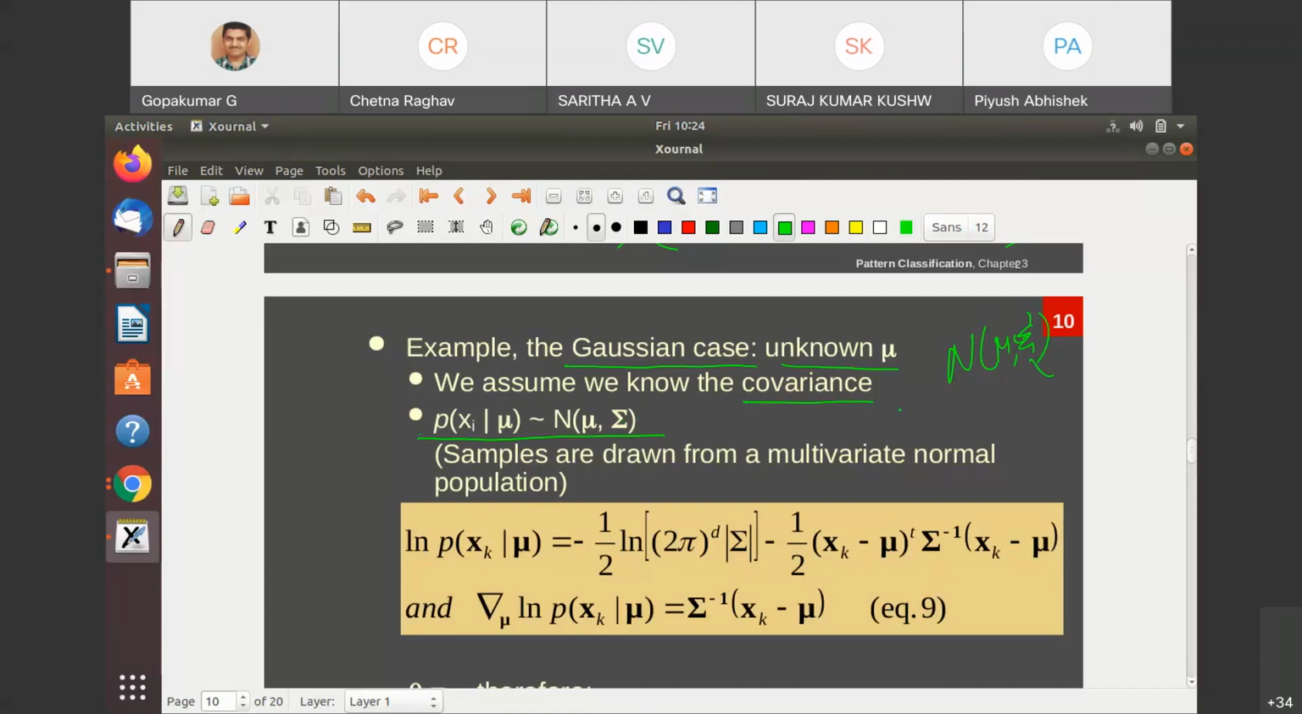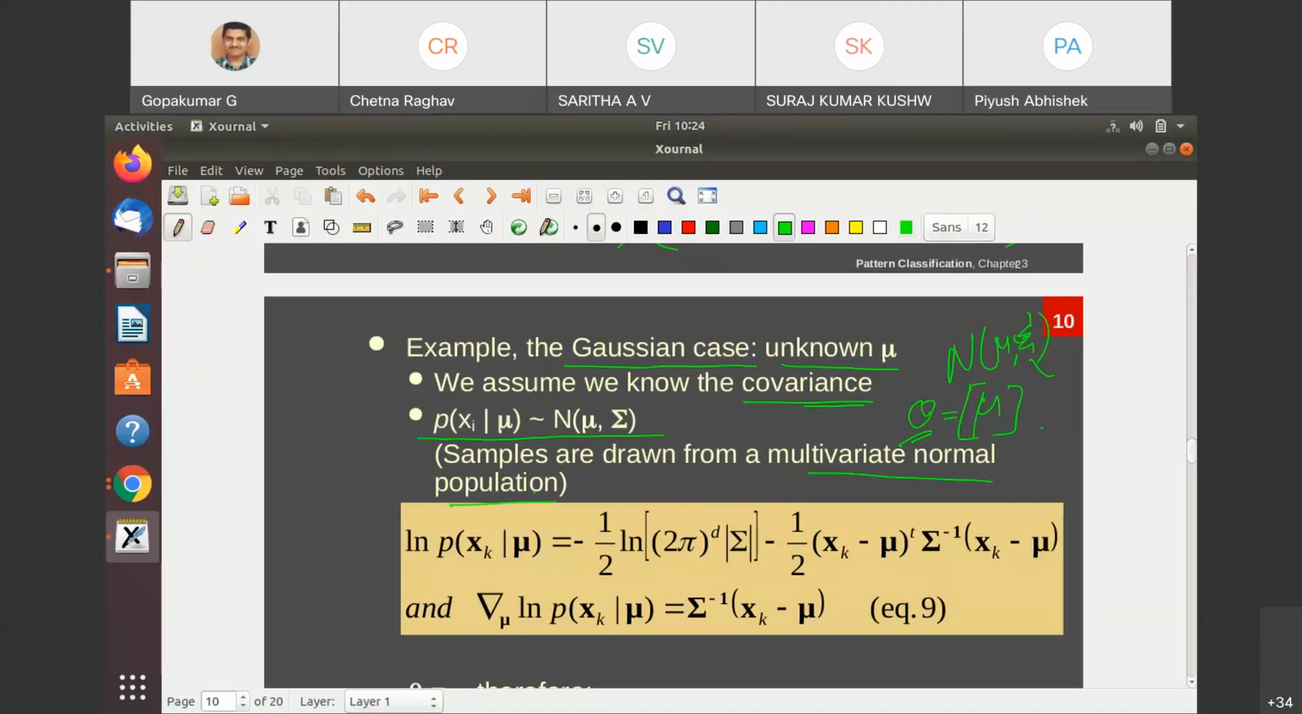So here theta is equal to mu only. We have only one parameter here, because the other one, the covariance, we are assuming is known, so we don't need to find it. That means the theta vector will contain only the mu value, and we have the assumption that it is a multivariate normal population that we are considering.